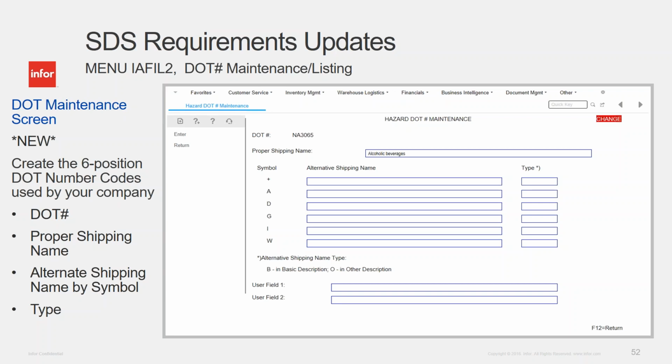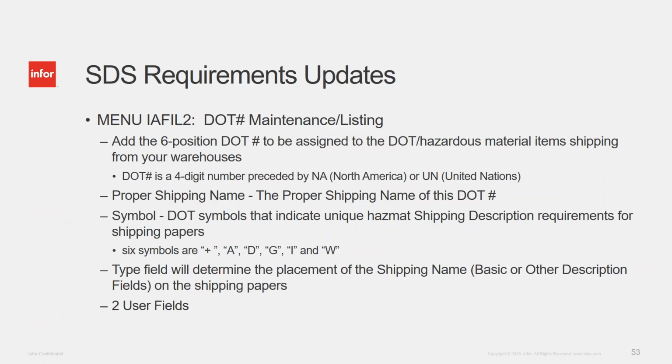They have a 6-position DOT number that's usually assigned to the DOT hazardous material items shipping from your warehouses. The DOT number is a 4-digit number, and it's normally preceded by NA, which means North America, or UN, which means United Nations. Proper shipping name. The proper shipping name of this DOT number. Symbol. The DOT symbols indicate unique hazmat shipping description requirements for shipping papers. The symbols are a plus sign, an A, which means aircraft, a D, which means domestic travel, G, which means it needs more technical information, an I is international transport, and a W means it's transported by vessel.